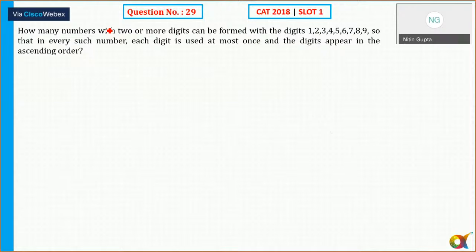Now 29 says: how many numbers with 2 or more digits can be formed with the digits 1, 2, 3, 4, 5, 6, 7, 8, 9, so that in every such number, each digit is used at most once and digits appear in ascending order. If I need a 2-digit number, out of 9 numbers, if you select any 2 digits, I'll get all the 2-digit numbers, 9C2. Like if I select 1 and 3, I'll get only one number. If I select 3 and 4, they must be in ascending order, so I do not need to arrange. Out of 9 numbers, if you pick any 2 numbers, I'll get a 2-digit number.